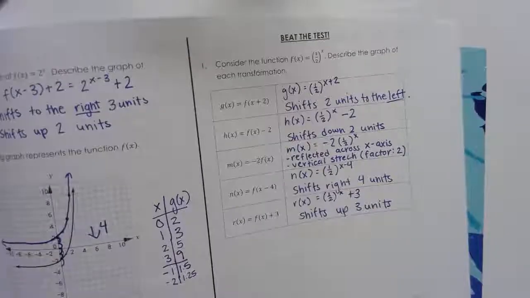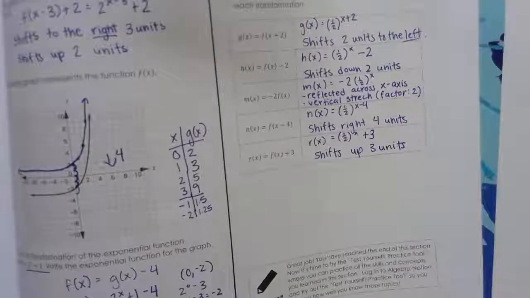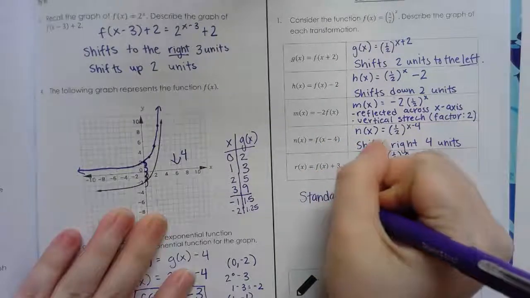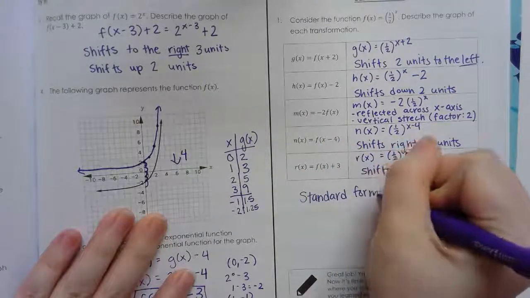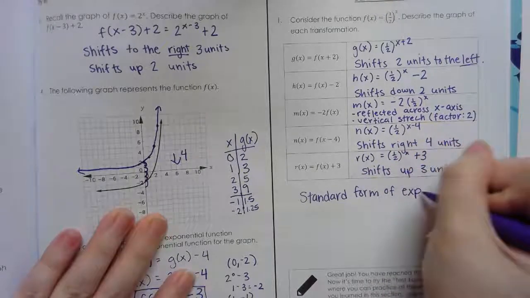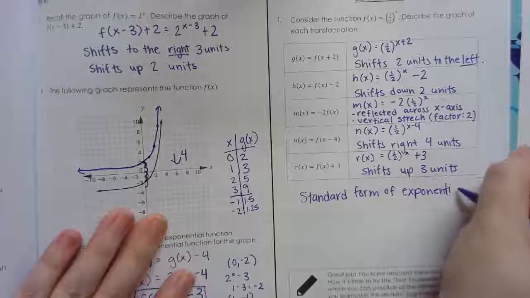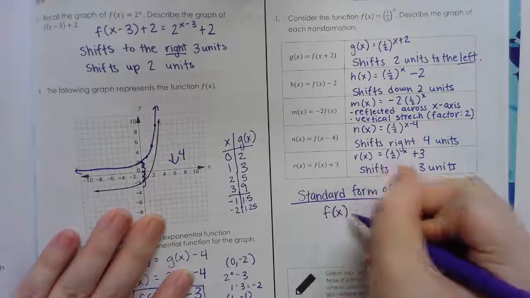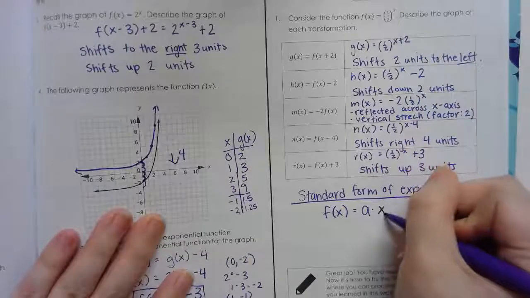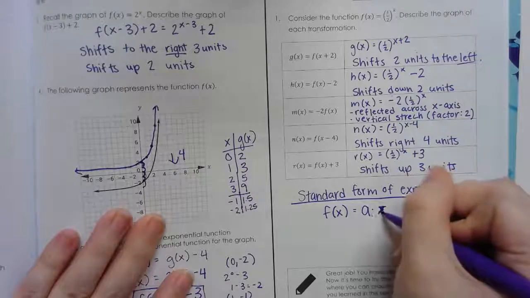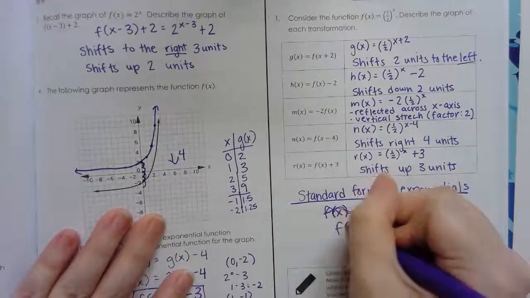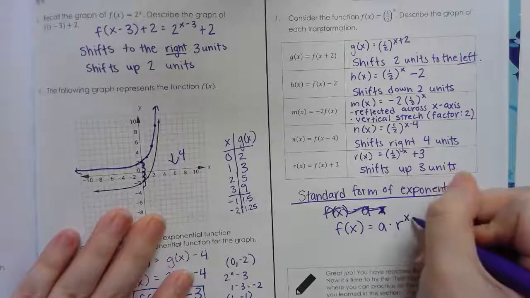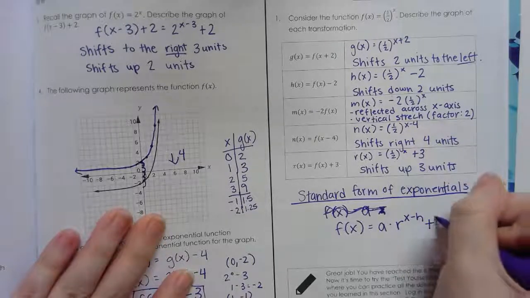Let's recap one thing quickly. We've used it throughout, but I kind of want to have this written down for you. So the standard form of an exponential: f of x equals a times r to the x minus h plus k.